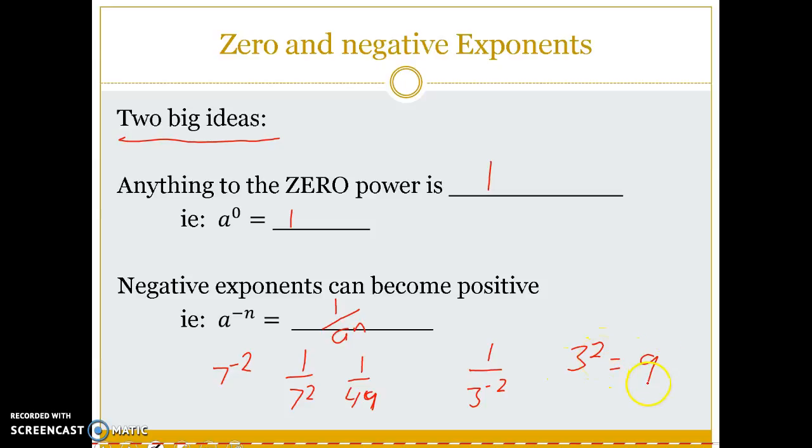This is equal to 9. 1 over 3 to the negative second is positive 9. 7 to the negative second is 1 over 49. I just move it from the top to the bottom and it becomes a positive exponent.